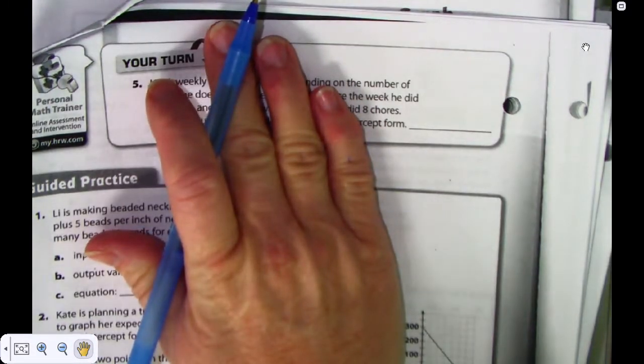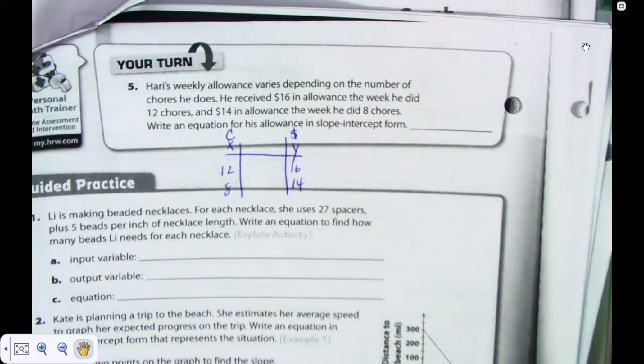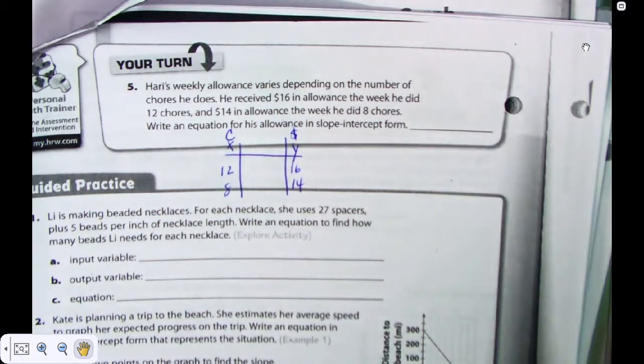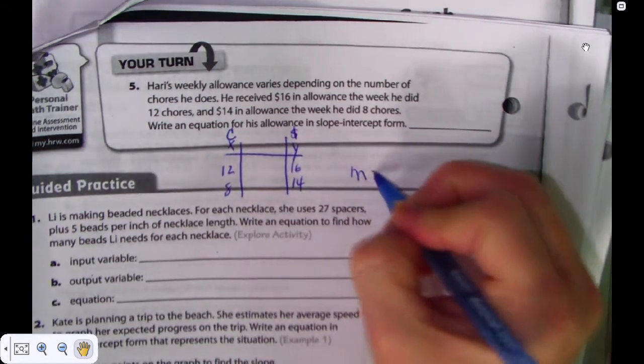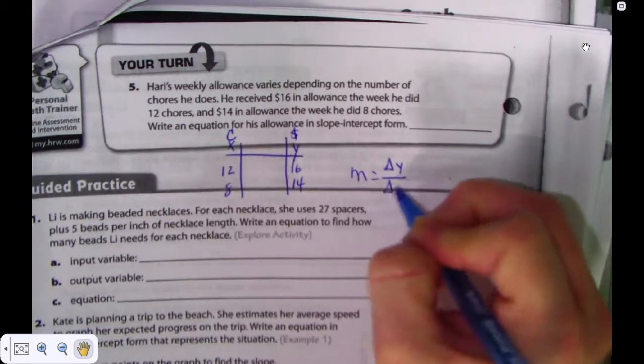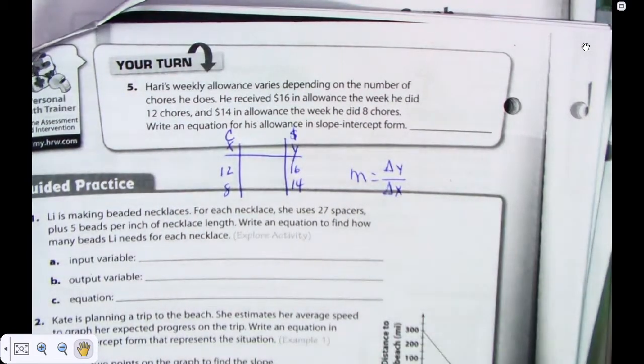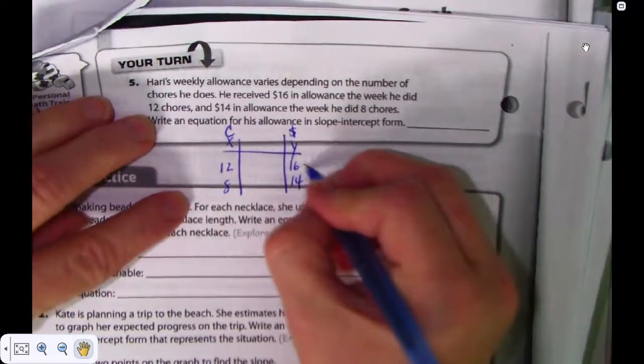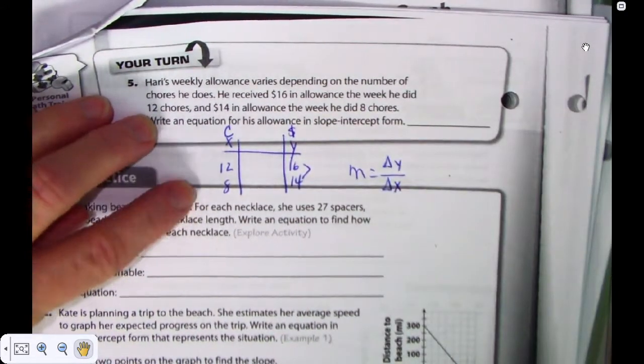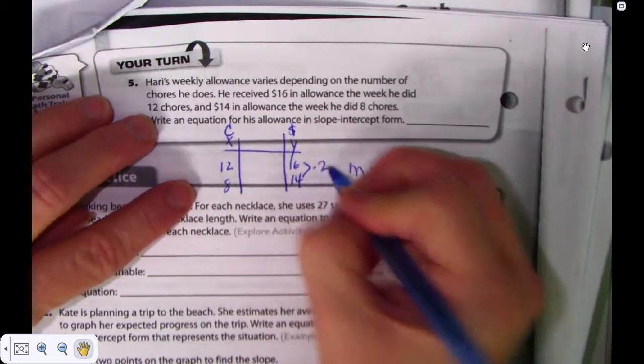So to find, Madison, tell me, how do you get the slope? Good. Changing y over changing x. You can, yes, the rate of change. You can always get the change in y over the change in x. So what is that change? And -2, huh? And what happens here?